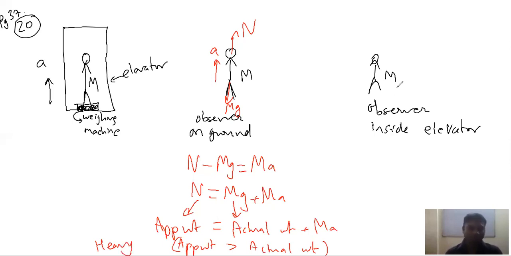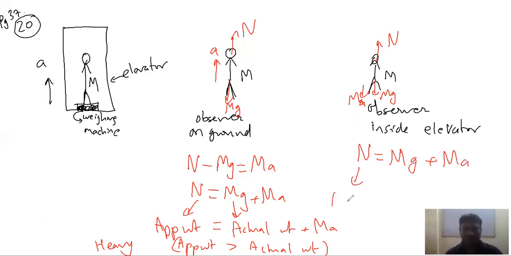Then for the observer inside the elevator, what are the forces acting? One is mg in the downward direction, the normal reaction in the upward direction, and we'll have a pseudo force because the lift is accelerating upward. The pseudo force will act in the downward direction. So our equation according to the observer inside the elevator will be N is mg plus ma. So again we have the same answer.